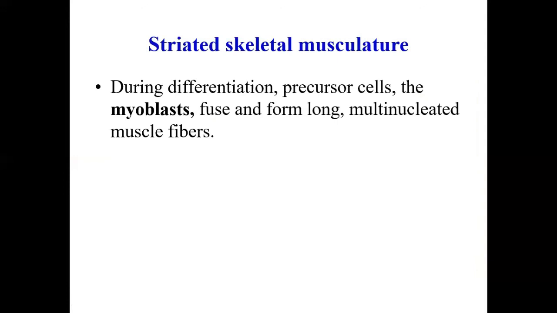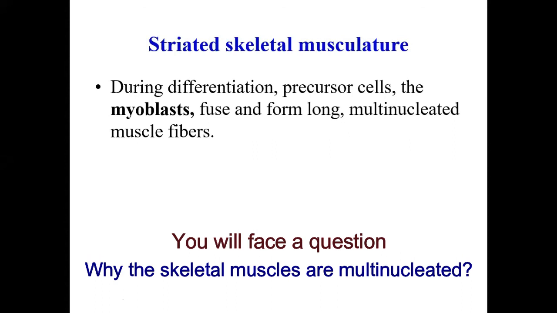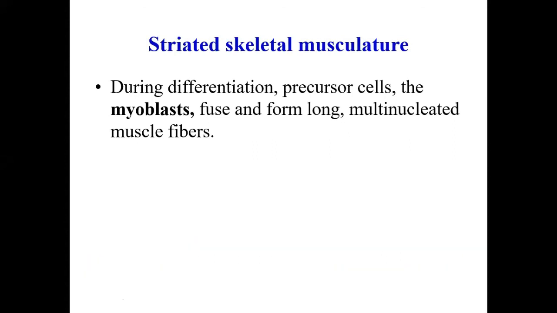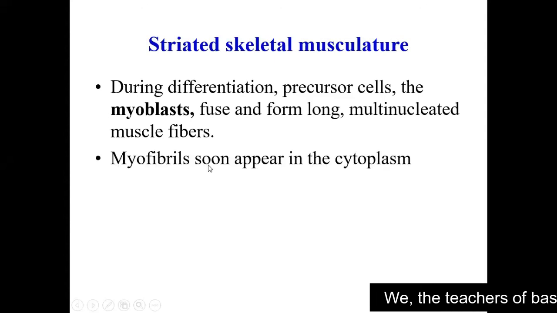Now come to the point of how skeletal muscles are formed. During differentiation, mesenchymal cells give rise to myoblasts. And these myoblasts, huge numbers of myoblasts, are formed by mitosis. They fuse and give rise to a multinucleated muscle fiber. Why are skeletal muscles multinucleated? The answer is that myoblast cells fuse and form multinucleated muscle fibers, skeletal muscle fibers.